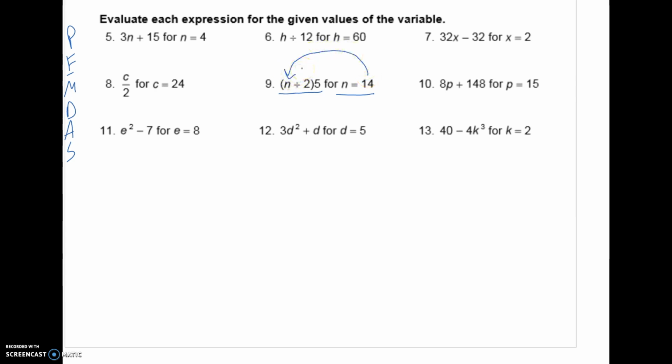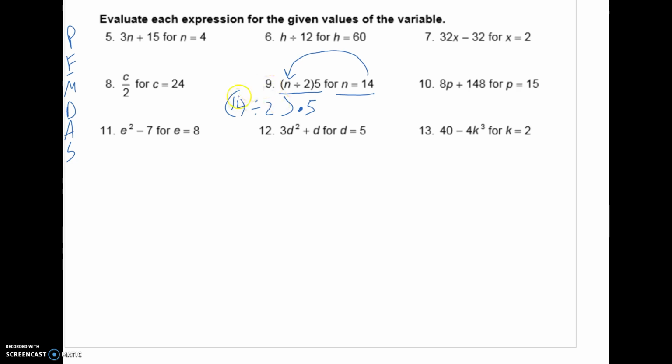So I'm going to rewrite the expression. So make sure you rewrite the new expression whenever you plug something in, whenever you change something, do an operation. Okay, so one step at a time. So 14, make sure you include your parentheses, 14 divided by 2. And then I like to actually write the little times sign, times 5. It just, when you see the operations, I think it helps, okay?